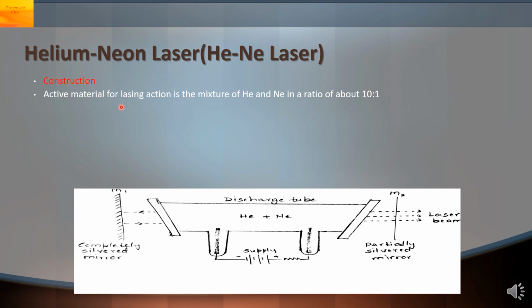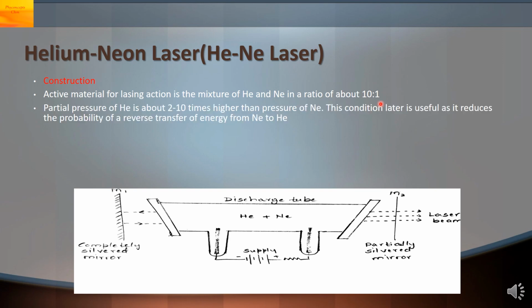The active material for lasing action is a mixture of helium and neon in the ratio of about 10:1. The partial pressure of helium is about 2 to 10 times higher than that of the pressure of neon. This condition is later on useful as it reduces the probability of a reverse transfer of energy from neon to helium.